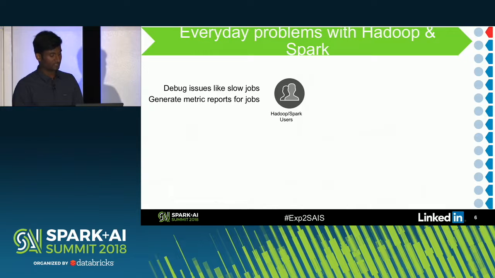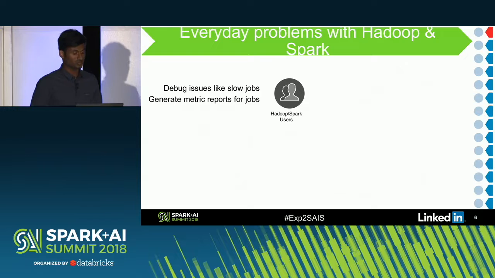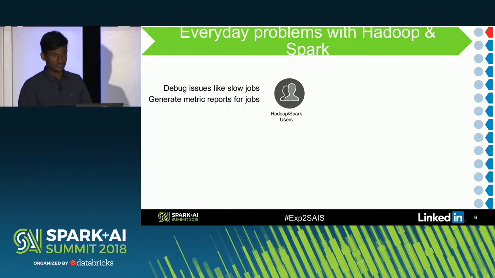So firstly, we have Hadoop and Spark users who find it really hard to debug their jobs. They want to know what is happening with their flow. They want to monitor their flow. They want to understand why their job is running slow, emit certain metrics and visualize them, and so on.